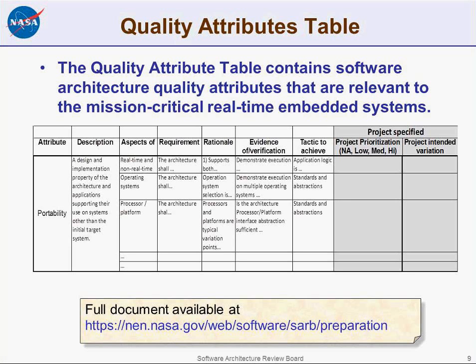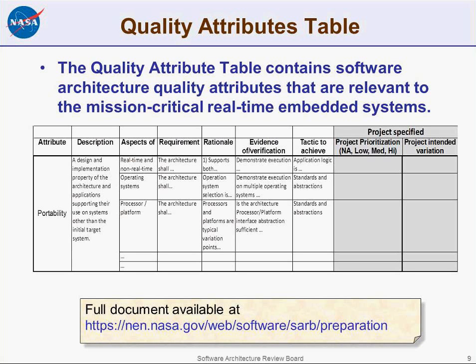architecture. It's a table with the first column being the attribute and the name that we on the SARB agree to call it. So in this column also includes how to find that attribute. We also include synonyms for it because sometimes you have more than one word that kind of means the same thing. So we pushed all those into this column here. We call aspects of it, because for an attribute like portability, there are many aspects of it. There's portability across platforms or portability across operating systems. Or portability of real time versus non real time, because there are different aspects of that quality attribute.